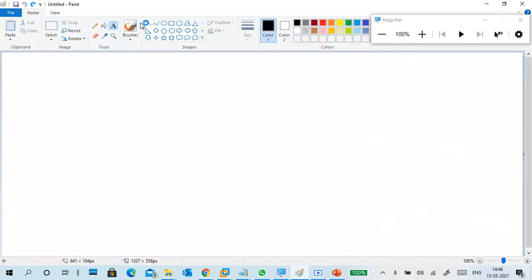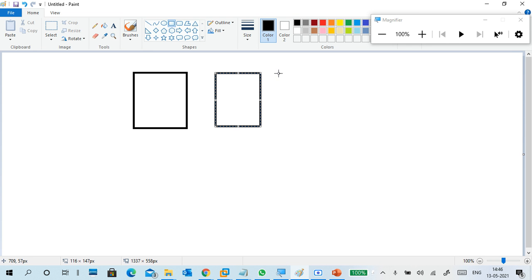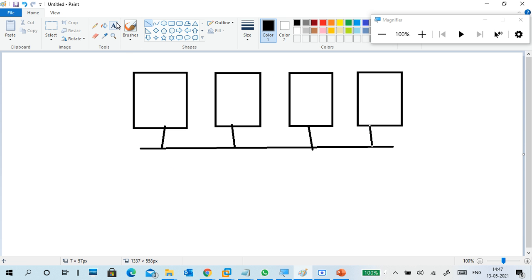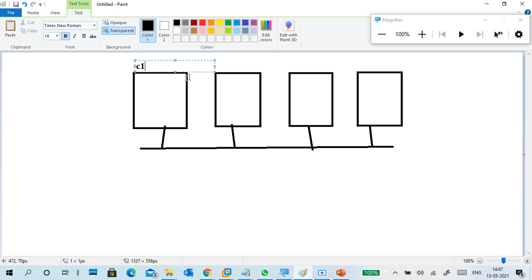Okay, look here. First of all, I will tell you something about a workgroup environment and a domain environment. These are PCs in a network. For example, these PCs are named C1, C2, C3, C4, like that.